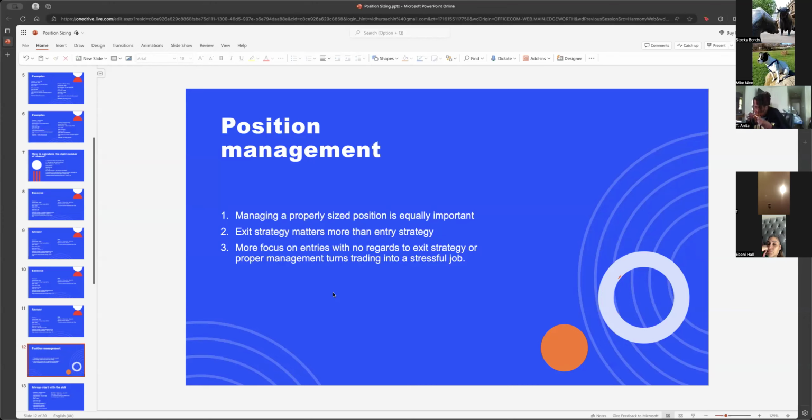What matters more is the exits. After you enter, where are you planning on exiting your trades? That matters way more than where you entered your trade in the first place. Exit strategy is more important than the entry strategy, whatever you use. You can use VWAP to enter. You can use opening range breakout to enter. You can use the breakout and retest strategy for an entry.